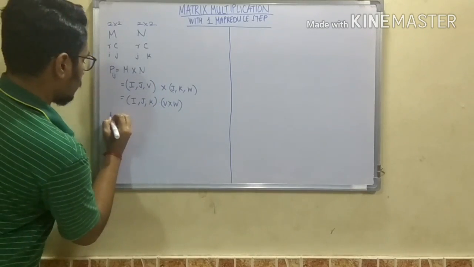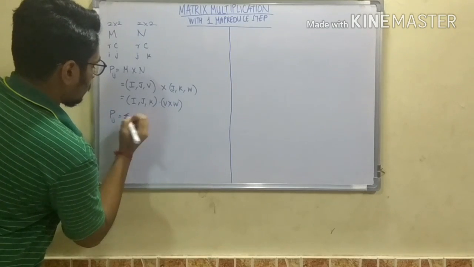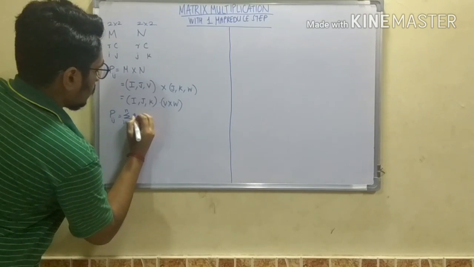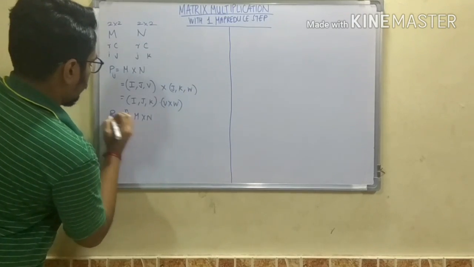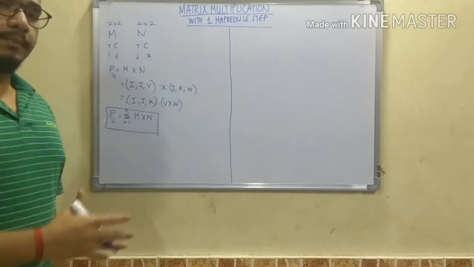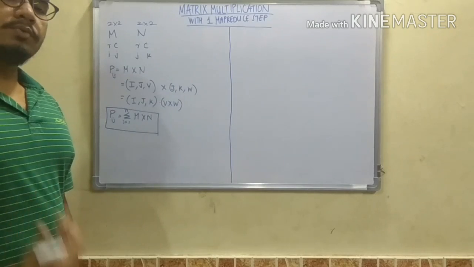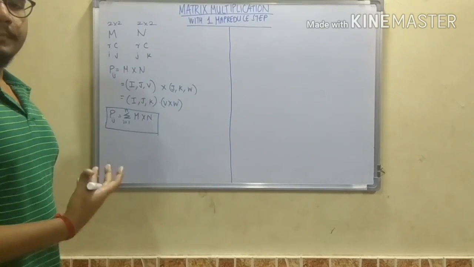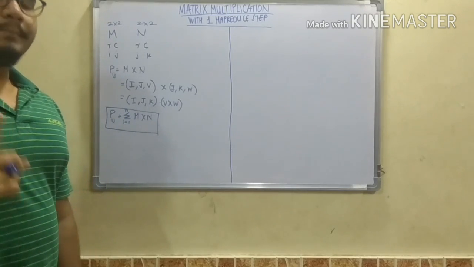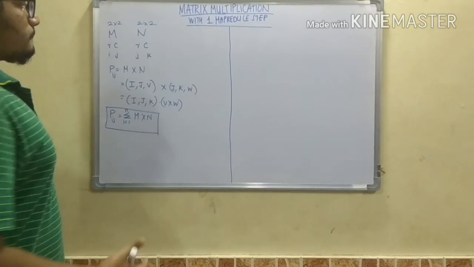To summarize, we can write that Pij is equal to the summation over j from 1 to n of M into N. This is the generalized formula for matrix multiplication. Now let us see an example of this matrix multiplication on a 2 by 2 matrix using one MapReduce step, which means we will have one map step as well as one reduce step to solve this problem.